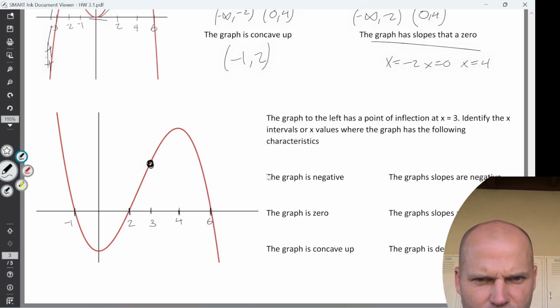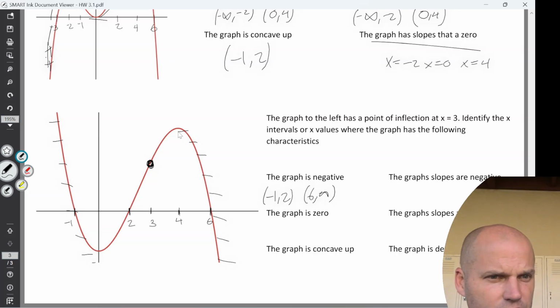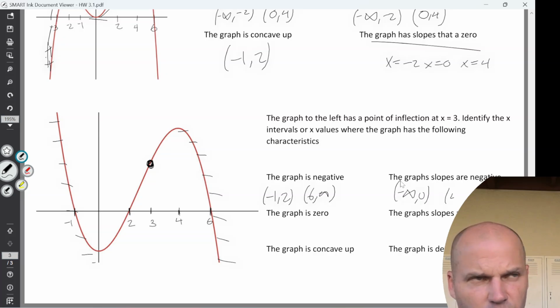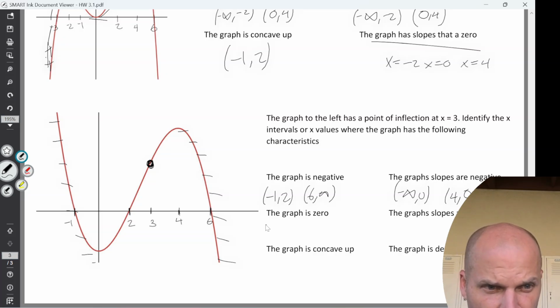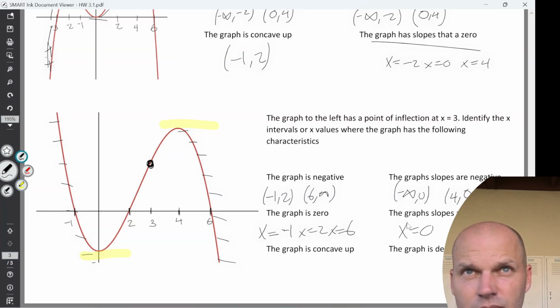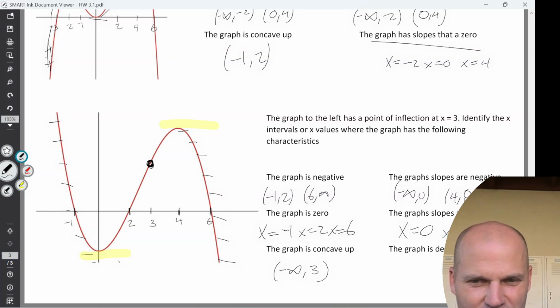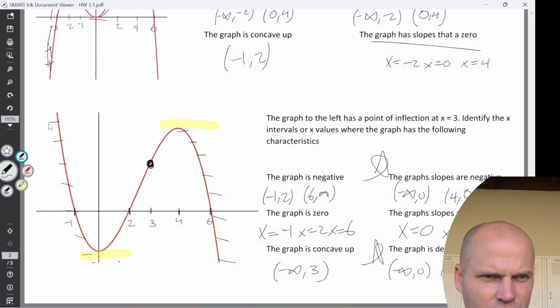The graph has negative y values from negative 1 to 2 and from 6 to infinity. The slopes are negative. Slopes are negative when the graph is going down, decreasing, negative infinity to 0 and from 4 to infinity. The graph is 0, negative 1, 2, and 6. The slopes are 0 at 0 and 4. The graph is curving upward from negative infinity to 3. The graph is going down when its slopes are negative. Negative infinity to 0 and 4 to infinity is actually the same answer to these two questions. The graph is going down. Okay?